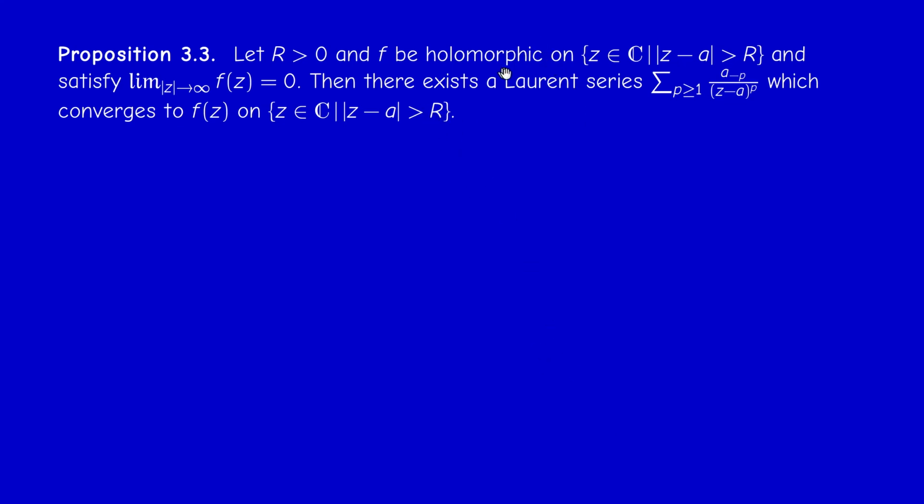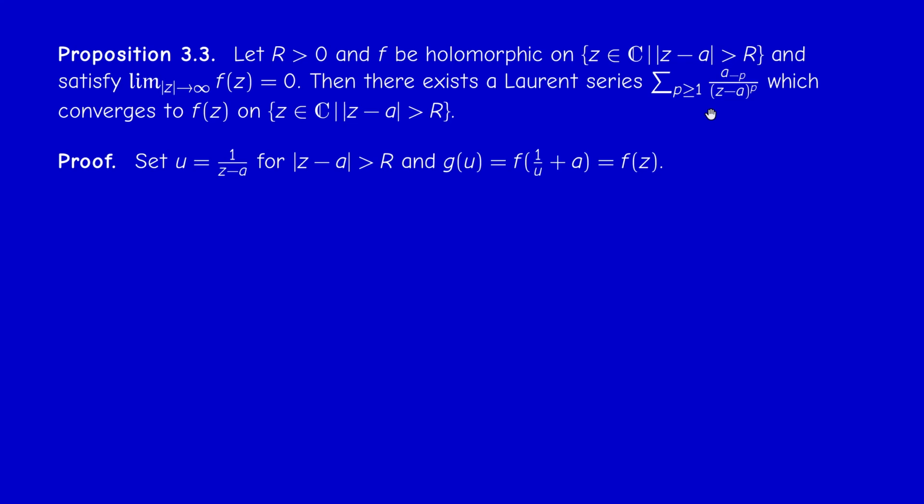So once again, if f is holomorphic outside the disk and vanishes at infinity, then we can expand f in a Laurent series with only negative powers. Why is this so? By a change of variables. If we set u equal 1 over z minus a as before, and we let g of u be f of z, then what do we get? Since f is holomorphic outside the disk, it follows that g is holomorphic on the punctured disk of radius 1 over r, just because of the composition of two holomorphic functions.